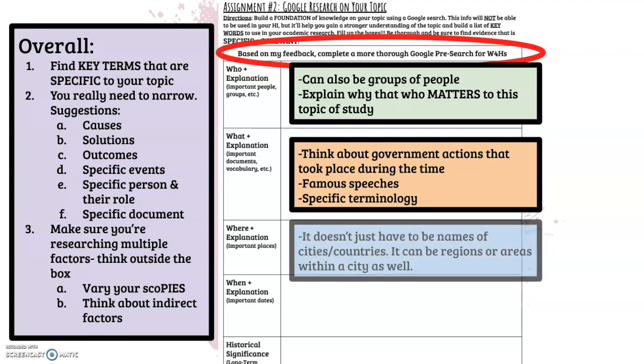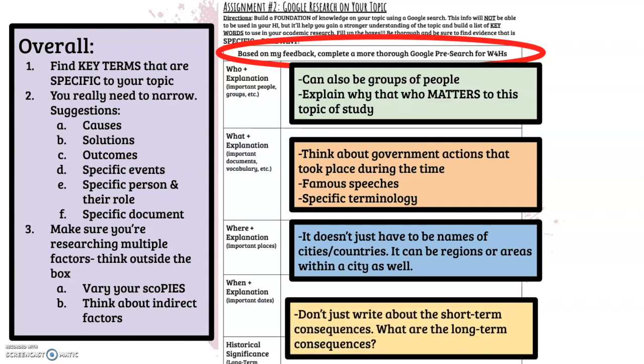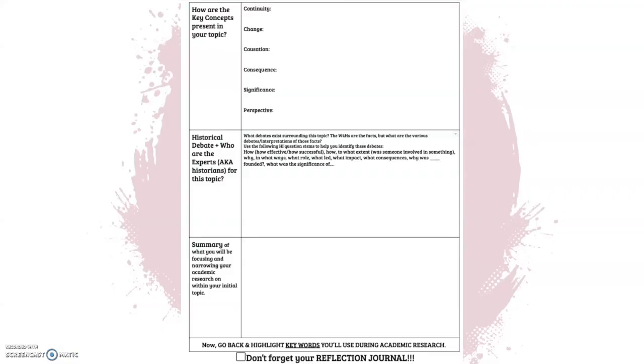For the where, most of you just listed names of countries. Think more specific than that. Think about regions. Think about areas within a city. Maybe you want to look at urban or rural areas. For the Great Depression, you could have a specific name of a place like Hoovervilles. Last but not least, for historical significance, please don't just write about short-term consequences. Remember, we're thinking history, long-term consequences.